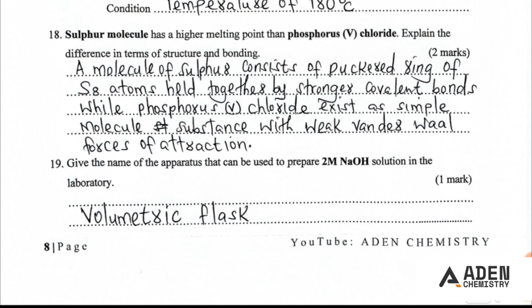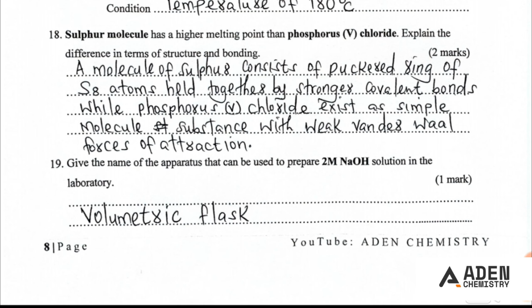So learners, let us see the answers for question number 18 and also number 19. In number 18, we are saying a molecule of sulfur consists of a puckered ring of sulfur atoms held together by strong covalent bonds, while phosphorus pentachloride exists as a simple molecular substance with weak van der Waals forces of attraction. So weak van der Waals forces are weak forces. For them to be broken down, they require less energy.